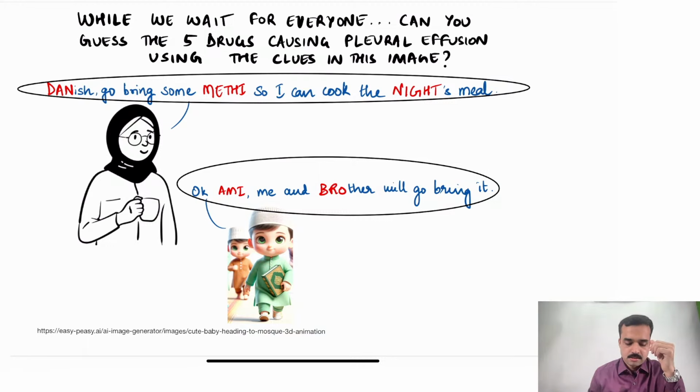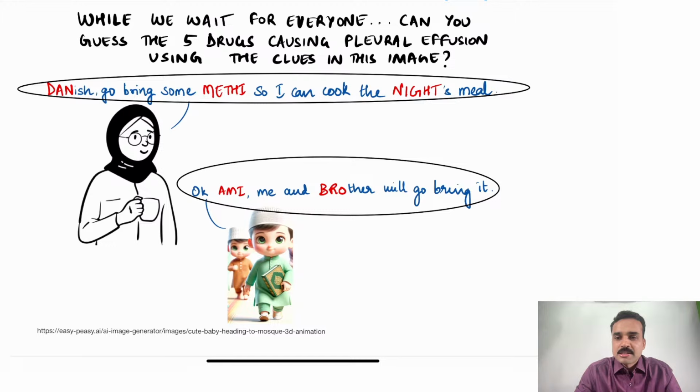Any others? Very good, Saurabh. Dan stands for dantrolene. Methi. Okay, methotrexate. Good attempt. Methotrexate is more towards causing interstitial lung disease rather than pleural. So it's methi, not metho, something whose name contains methi. Bro is bromocriptine. Bromocriptine, very good, Saurabh. It's used in treatment of prolactinomas, basically as a dopamine agonist. It can even be used in treatment of Parkinson's disease.